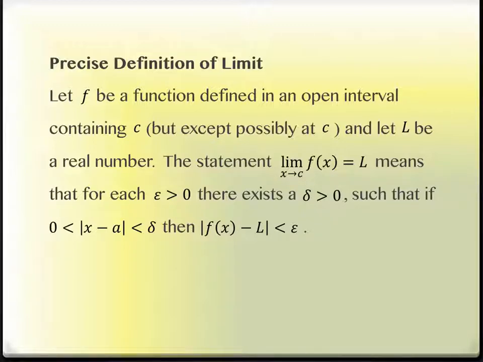Then for every epsilon greater than 0, epsilon was the distance surrounding 17. For every little distance I can pick surrounding 17, I can find a corresponding distance surrounding the 3, close enough that the function will be in that area. That's all this says. Such that if 0 is less than the absolute value of x minus a, which is less than delta, then the absolute value of f of x minus L is less than epsilon. This isn't on your quiz. I don't need you to memorize this. You're just going to be working problems with this definition. I'm going to show you how.